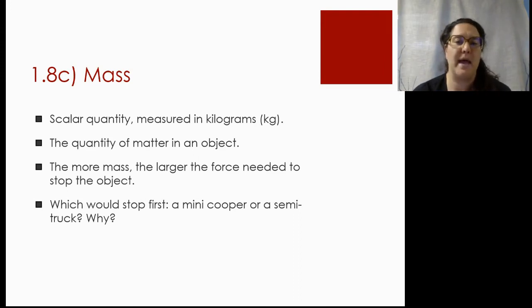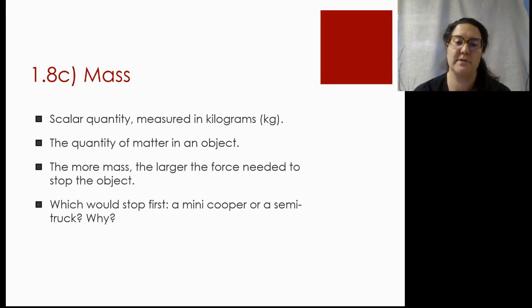We also want to know the mass of the object. Mass is a scalar quantity measured in kilograms. The direction doesn't matter. It is the quantity of matter in a subject. The more mass there is in an object, the larger the force needed to stop that object. So, it's harder to stop a school bus than it would be a motorcycle.